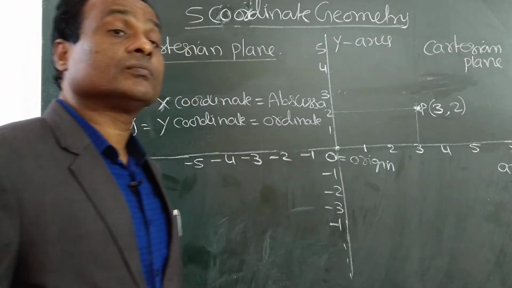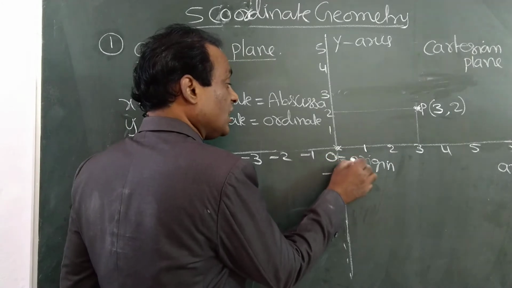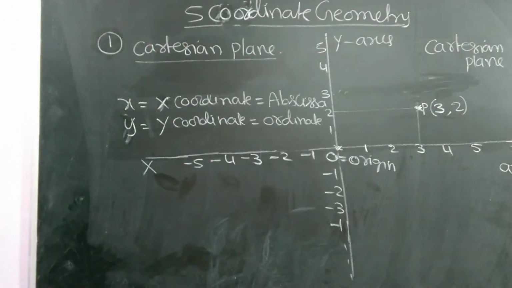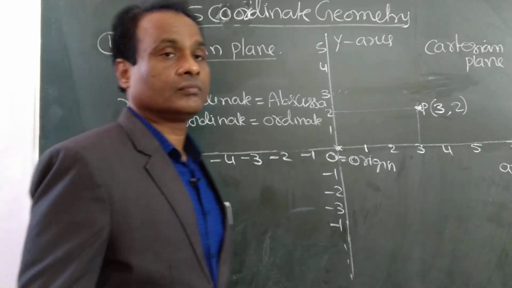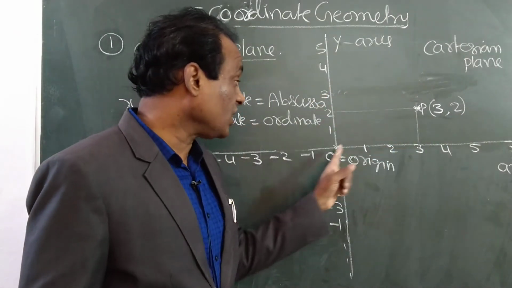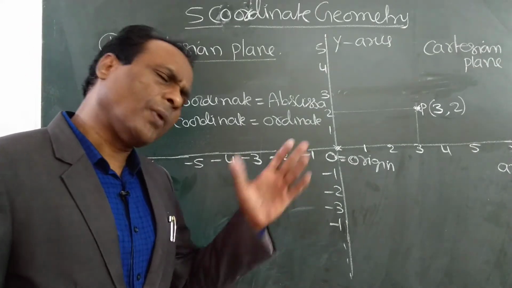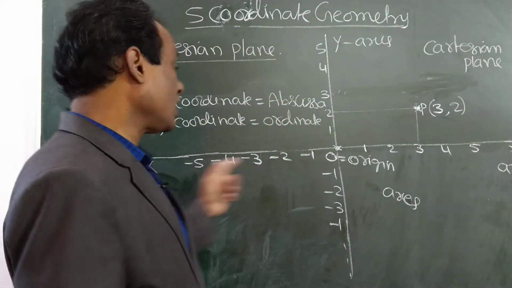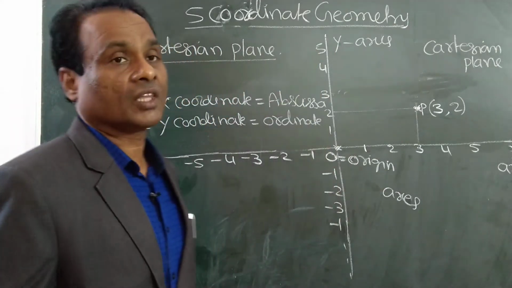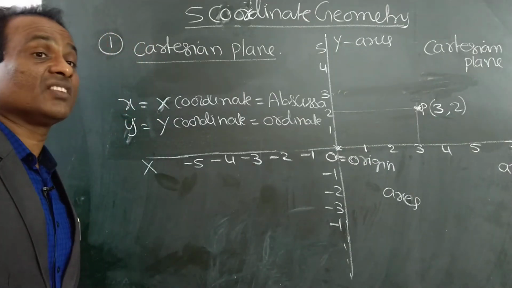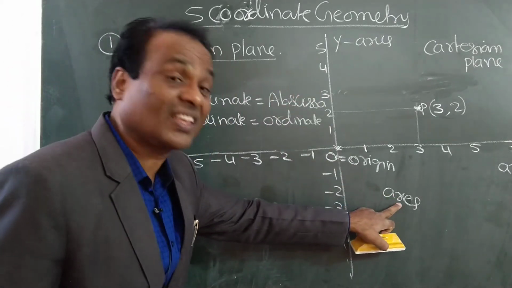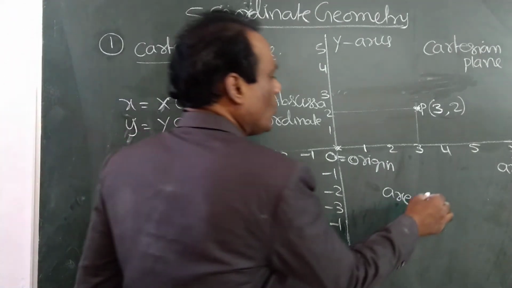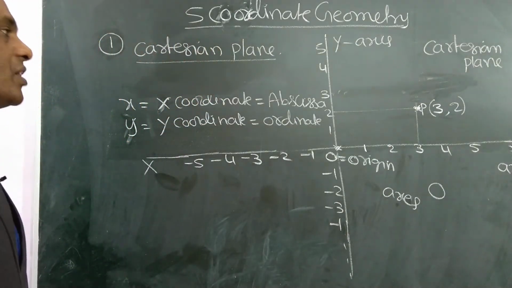The point of intersection of these two reference lines, or the point of intersection of these two axes, is called the origin. It is generally denoted by O.